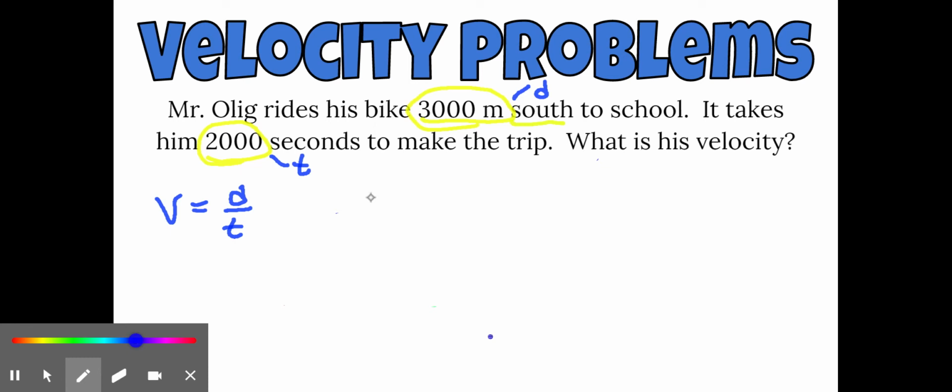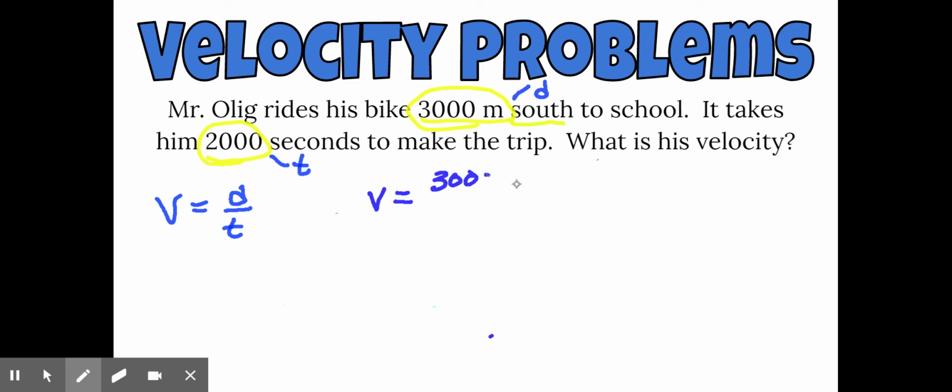So let's sub in our numbers. Velocity equals 3,000 meters divided by our time of 2,000 seconds. Because meters and seconds don't cancel, meters and seconds will both be in our answer. And when you take 3,000 divided by 2,000, you get an answer of 1.5. We take our units in, meters per second, and then we add in that direction, south.